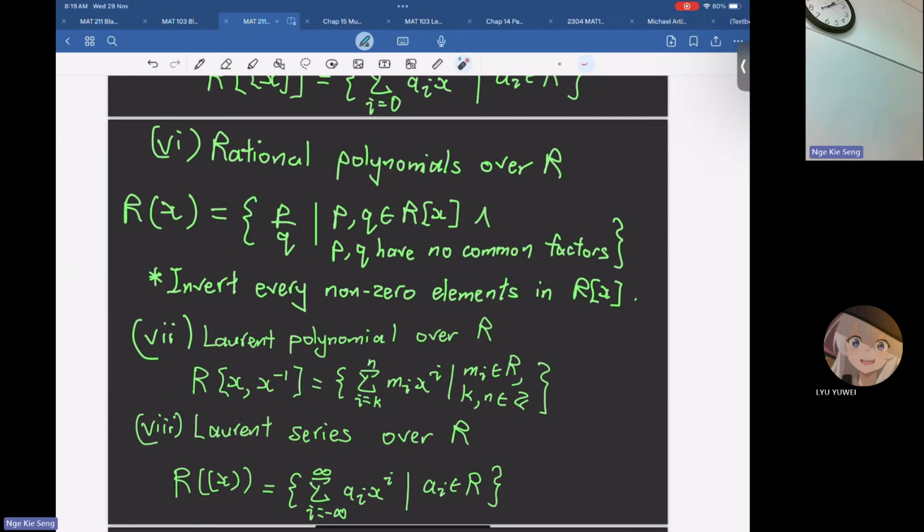This is not the focus of this class, but I introduce it here because if you go to a higher level course, you will see these objects. A ring is a very common object in maths, right? Because you meet integers every day. Real numbers, these are all rings.